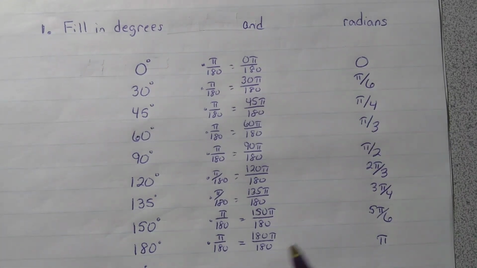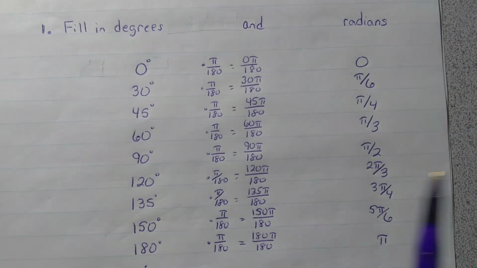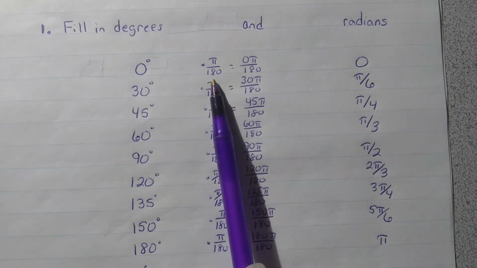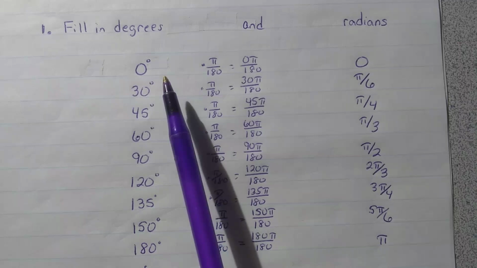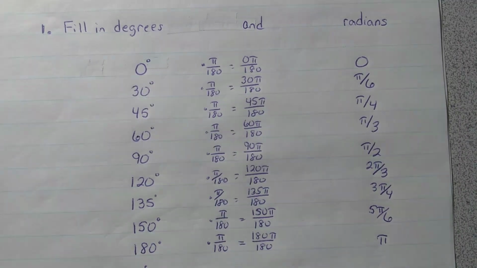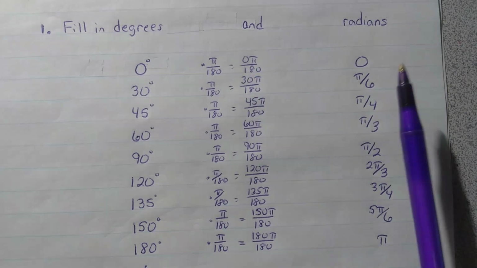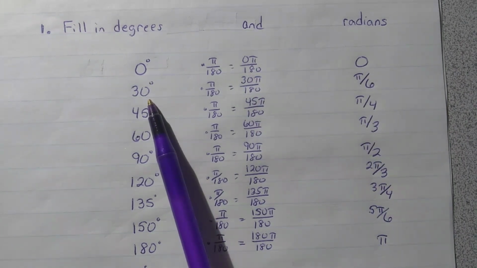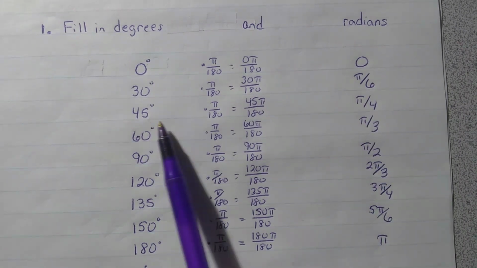To change them into radians, because we need both degrees and we need radians in our unit circle, you simply multiply your degrees by pi over 180. I reminded you about that already. And reduce. I have done the first set of them for you. 0 times pi over 180 is 0 pi over 180, which is 0. 30 degrees times pi over 180 reduces to pi over 6, and so forth.